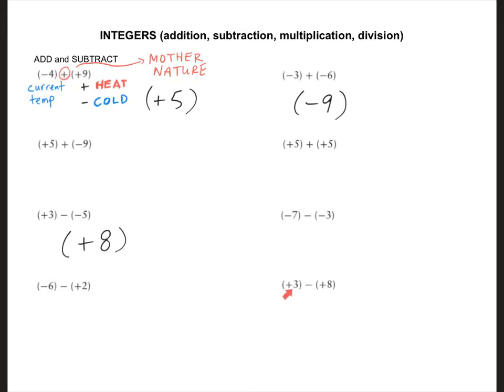Let's look at one more here. So if it's +3 outside and she takes away 8 degrees of heat, okay? Remember that sign in front of the second integer tells us if it's heat or coldness. So it's +3, she took away heat. That means it got colder. So if it started at +3 and went down 8 degrees, we dropped to -5, okay? So now try the rest of those and we'll see how you do.